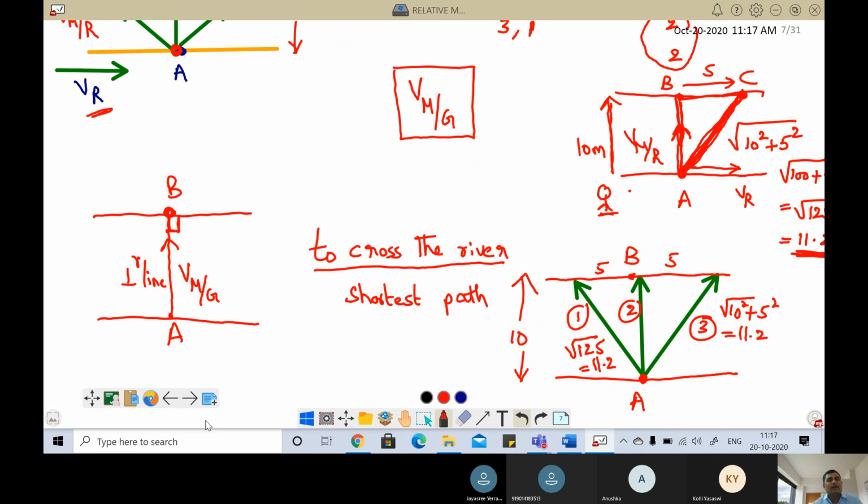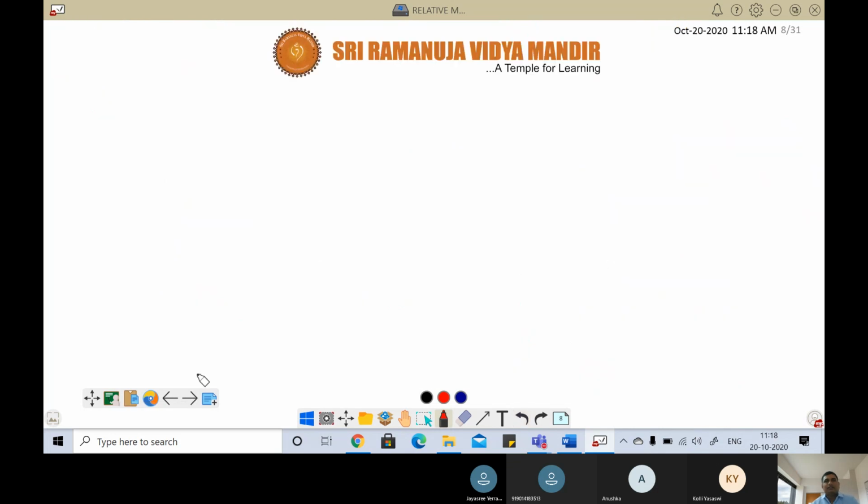I'm asking now if he wants to cross the river in the shortest path. This question and that one are the same, both are same. Why? Because the question is to cross the river in the shortest path, which means finally he should land at B, because that is the shortest path. To land at B, he cannot travel along AB. He should travel towards the left side.